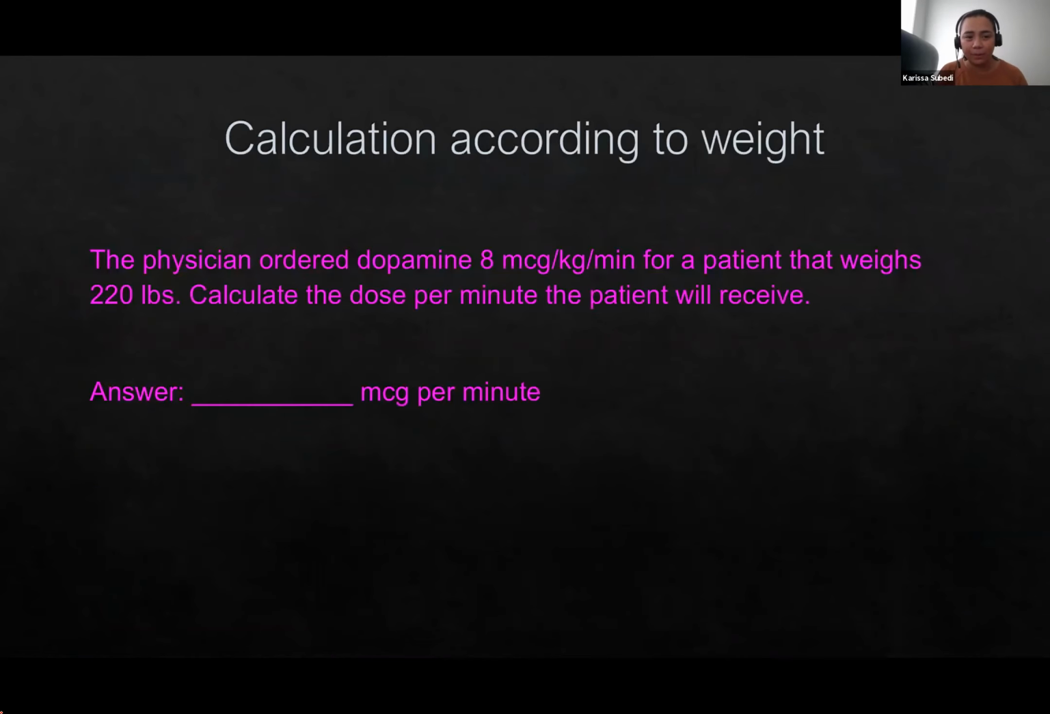So let's analyze a problem. The physician ordered dopamine, 8 micrograms. So that's the dose, per kilogram. That's the weight, per minute. Okay, so that is what is wanted. This is what the doctor wants for a patient that weighs 220 pounds. Calculate the dose per minute the patient will receive. So we need micrograms per minute. Is that correct?